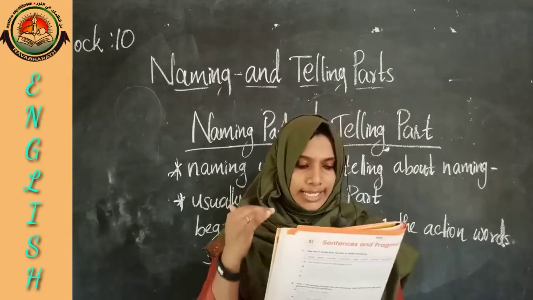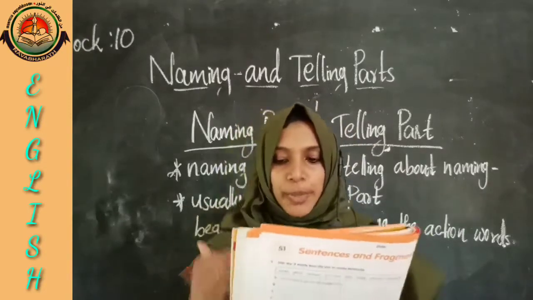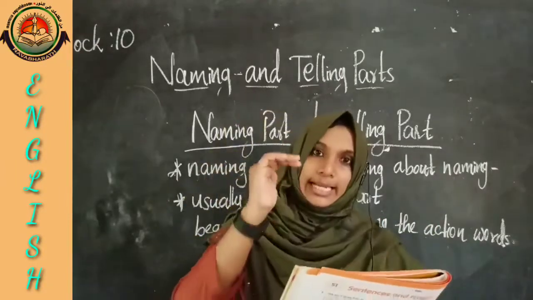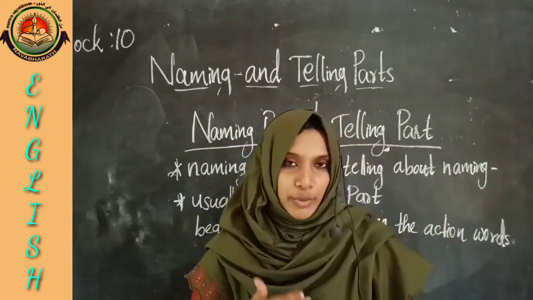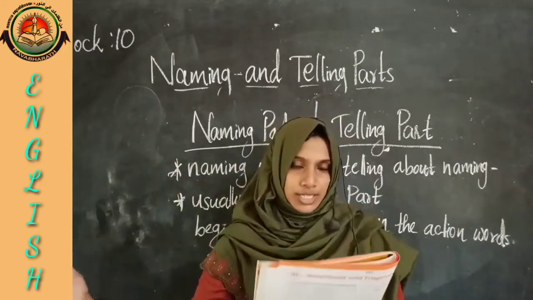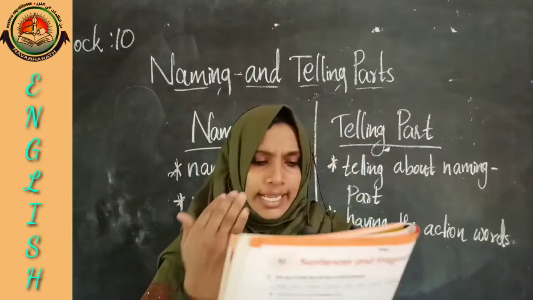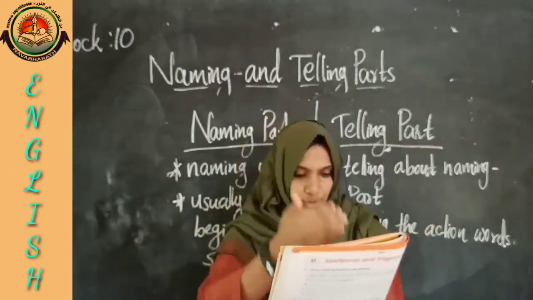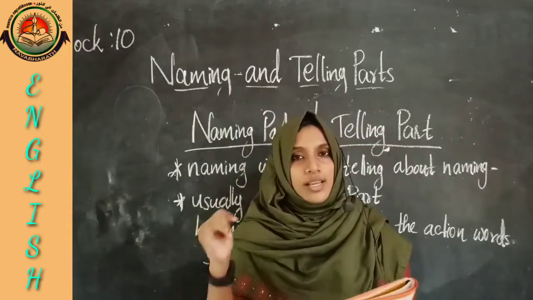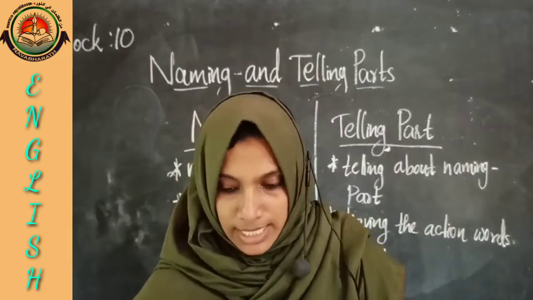So this is how you can complete question number 2. And 3, add a naming part or telling part to each group of words to make sentences. So here you have to add a naming part or a telling part to the group of words to make the sentence. A, I dash. Yes, I like to eat ice cream, or I am a dancer. This way you can add any naming part or telling part to these given blanks to change these words into sentence form. Okay, then let's move on to our practice questions, page number 65.